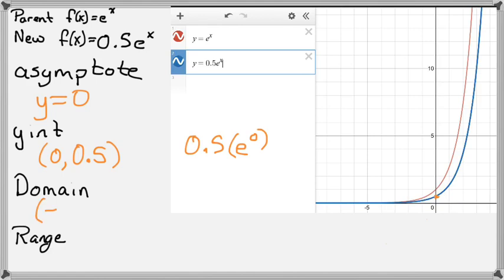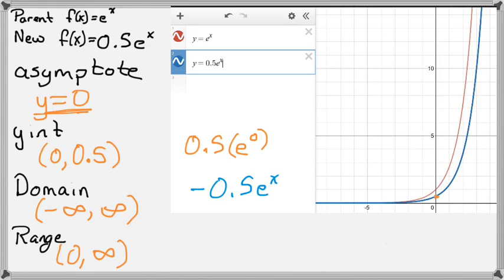Domain, for all of the exponential functions, it's going to be from negative infinity to positive infinity. Range, we have to go back to our asymptote, and we're going up, and so it goes from 0 to positive infinity. Now, if this had instead been a negative 1/2 times e to the x, that graph would have been reflected, and it would have gone down like this. So the negative is going to change the way the graph's shape is, as in either opening up or down, and that's going to change the way your range is going to be.